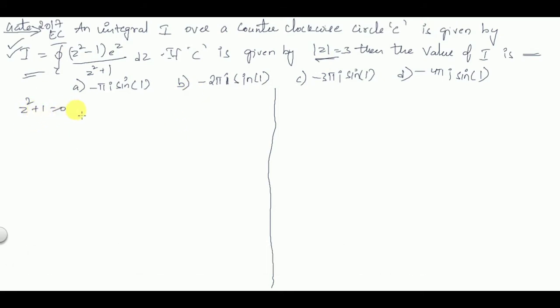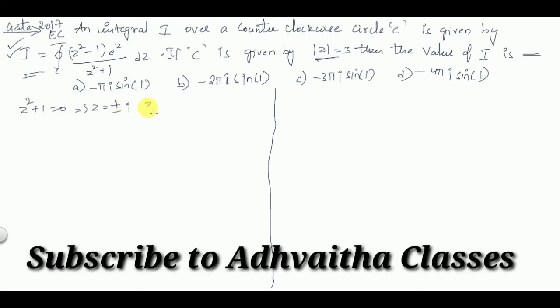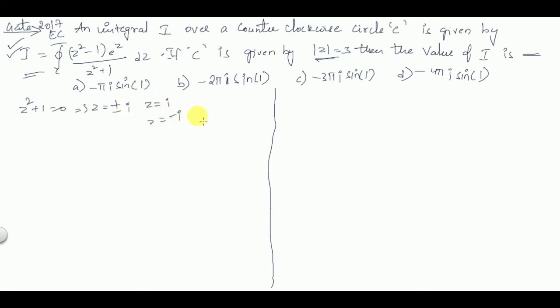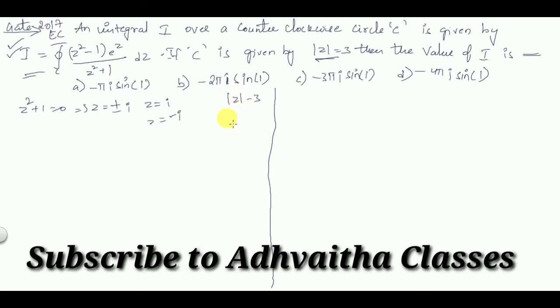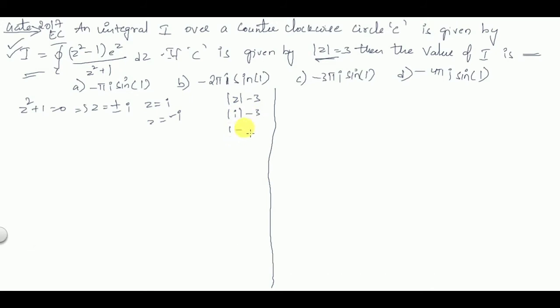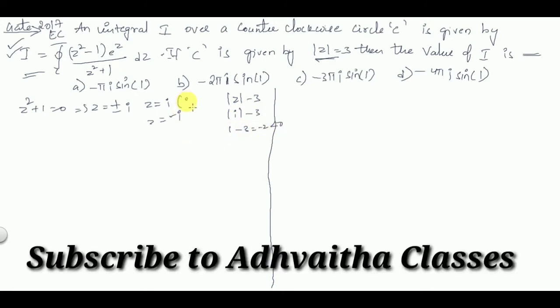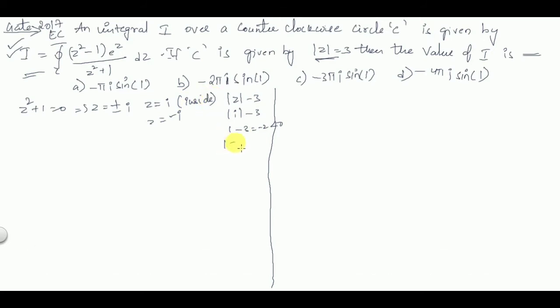So z square plus 1 is equal to 0, z is equal to plus or minus i, so that is z is equal to i and z is equal to minus i. The contour is |z| minus 3, so if you substitute i, we get 1 minus 3, which is equal to minus 2, less than 0, so this is inside only. Similarly, if you substitute minus i also, you will get minus 1 minus 3, so it is minus 2 again, less than 0, so this is also inside. So first of all, both the singularities are inside the given contour |z| equal to 3.